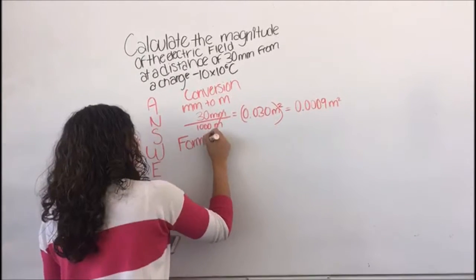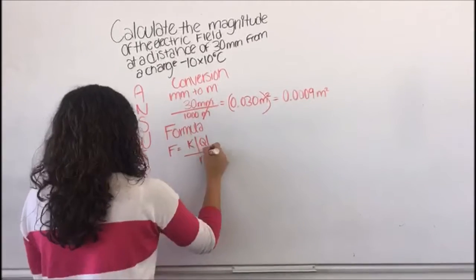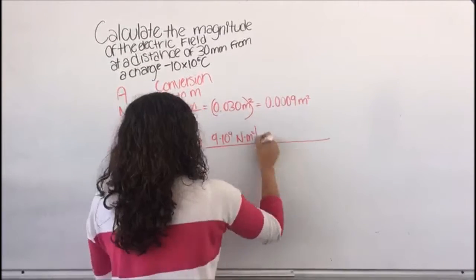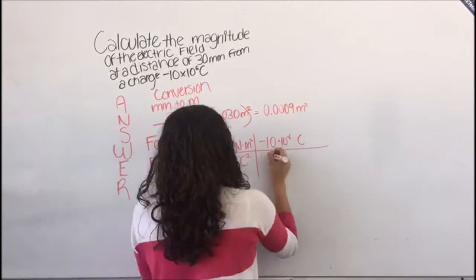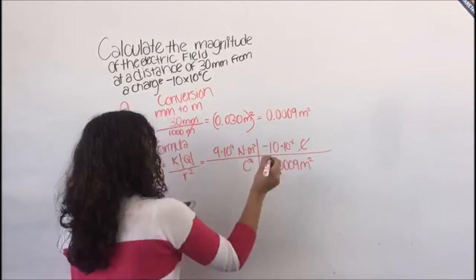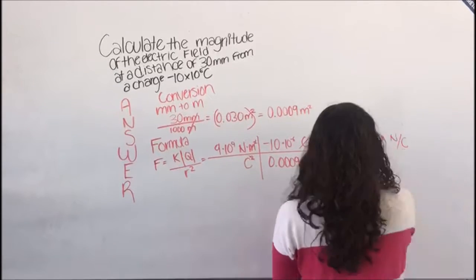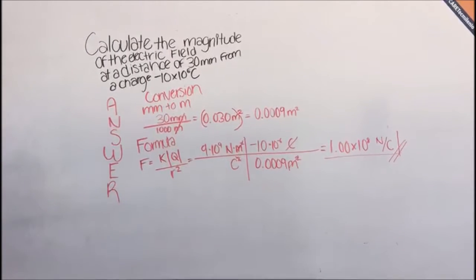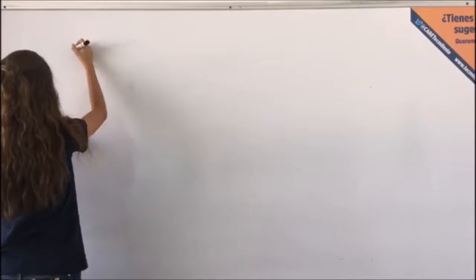We can continue with the formula. The formula says that we need to multiply K by Q divided by square R. So we multiply 9 by 10 to the 9 by minus 10 by 10 to the minus 6, and the result we're going to divide by 0.0009 square meters. We get 1.00 by 10 to the 8. And now we just have to cancel the units. So we have 1.00 by 10 to the 8 newtons divided by coulombs. And that's the answer to problem number 2.